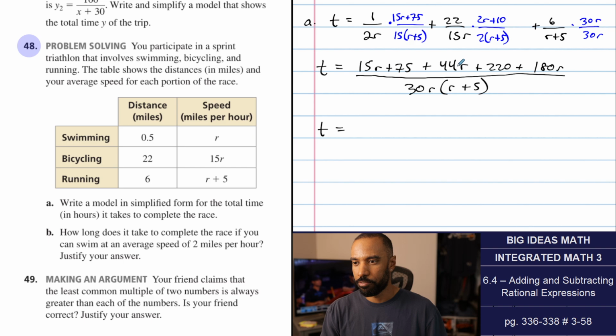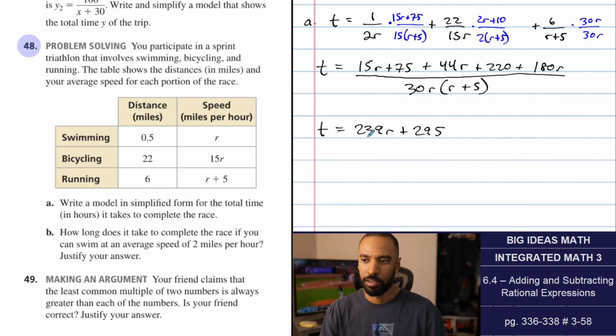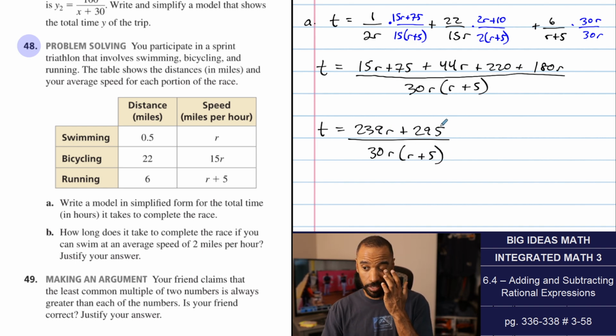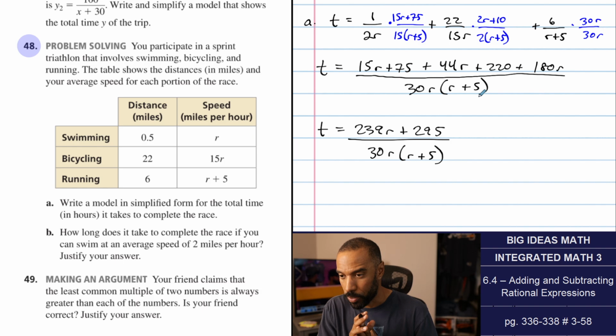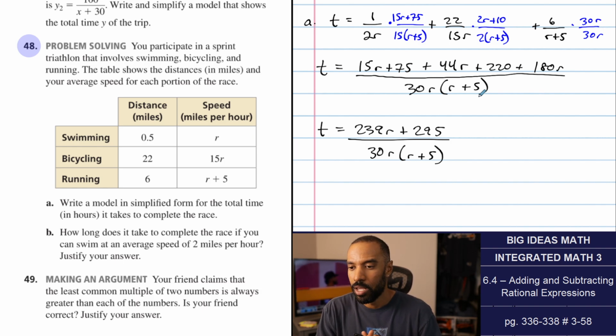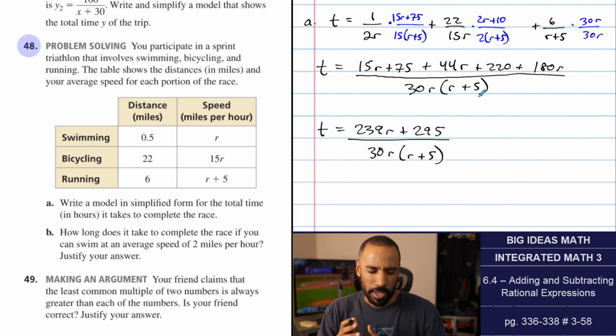15r plus 44r is 59r plus 180r is 239r. So I'm getting 239r plus, and 75 plus 220 is 295. Now, there's no common factor to my knowledge. 295 doesn't divide like by 3. It divides by 5, but 239 doesn't. 239 may even be a prime number. I don't know. But, yeah, it doesn't divide by 7.